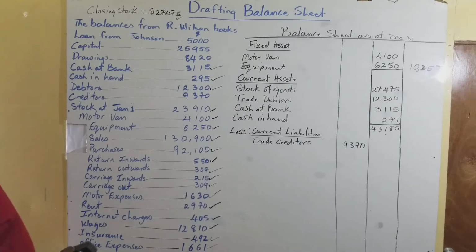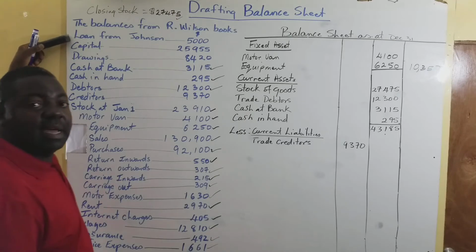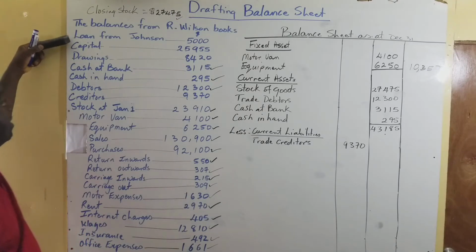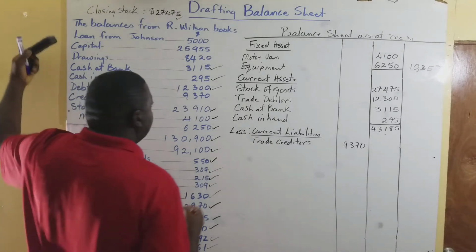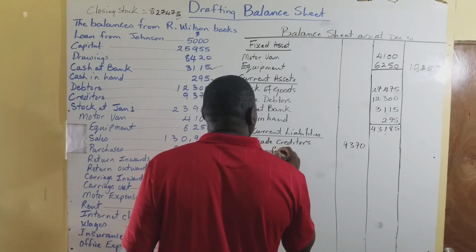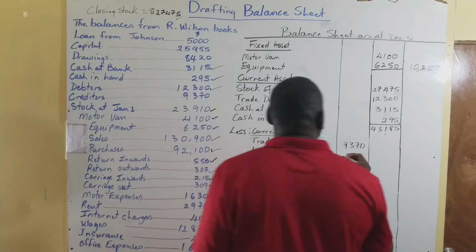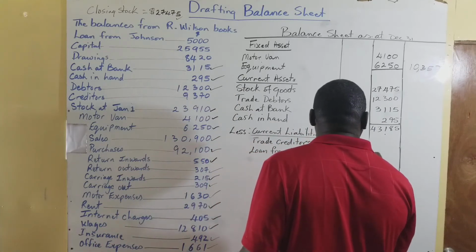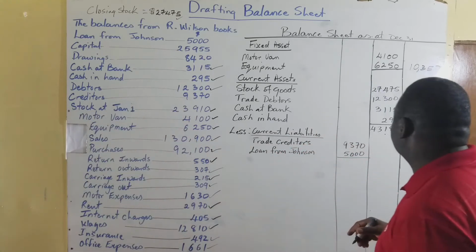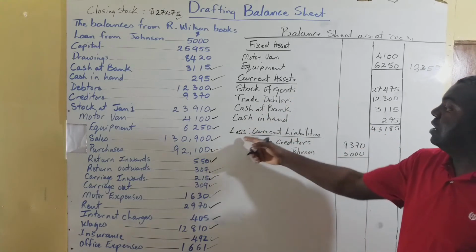As well, we have a loan here. Now there are two ways to treat the loan. If it's a long-term liability, then we would categorize it as a long-term liability. However, this seems to be a current liability, so we're going to write it here. Loan from Johnson, and that is 5,000. We're going to add these two figures and then subtract it from the total current assets as we have indicated we are going to less.